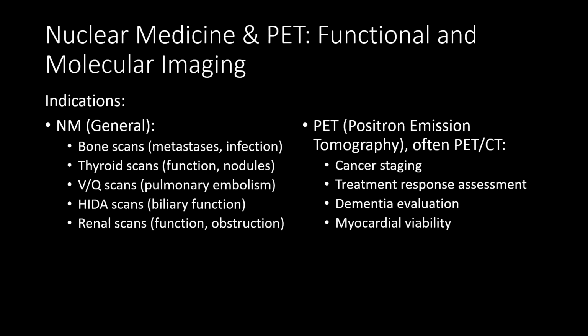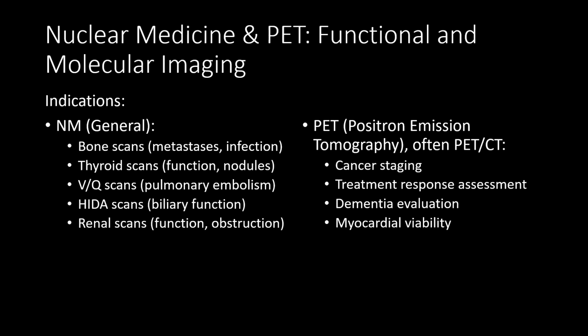When we think about indications, general nuclear medicine, we do bone scans looking for metastasis or infection. We do thyroid scans looking to see if there's excess function, no function, detect pulmonary nodules. We can look for pulmonary emboli through ventilation perfusion scans. We can look at the gallbladder function and how it contracts. And we can look at the renal system, how it takes up and then excretes certain nuclear particles.